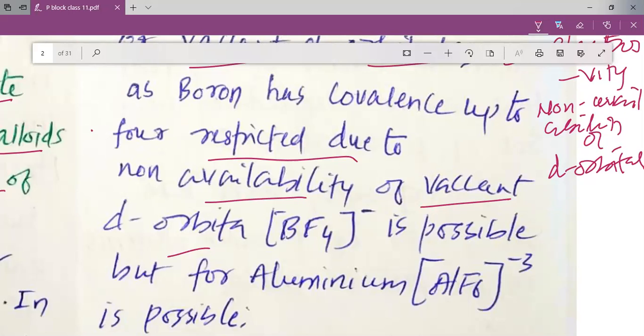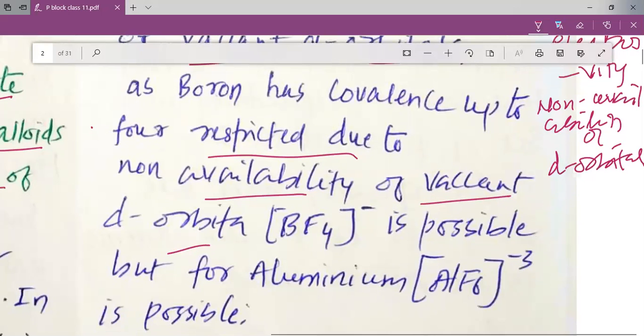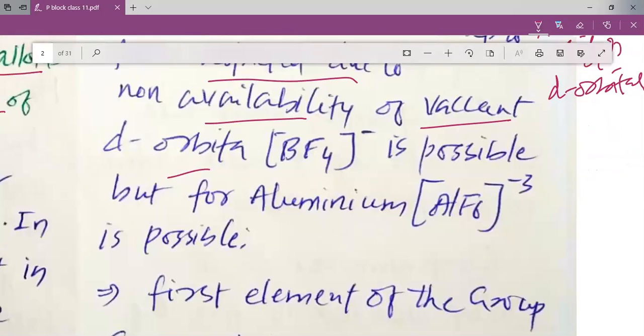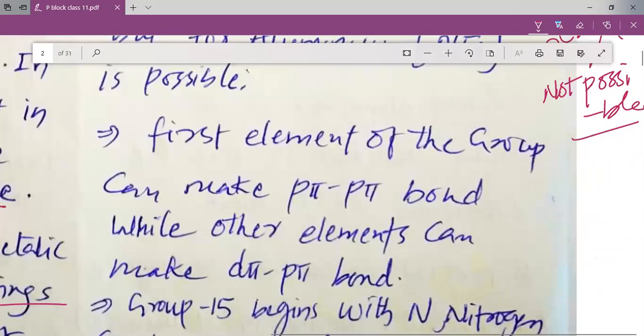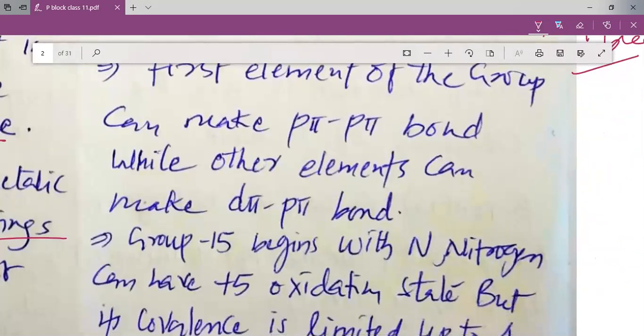So BF4 minus is possible, but aluminum can form AlF6 3 minus. In the same way, BF6 3 minus is not possible, due to the non-availability of vacant d orbitals in the case of boron. The first element of the group can make p-pi bonds. This is a very important and interesting characteristic, my dear students, that the first element can make p-pi bonds.